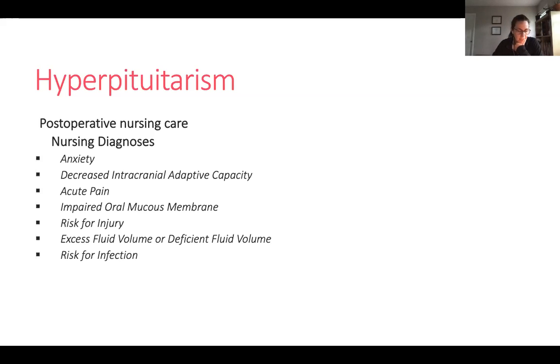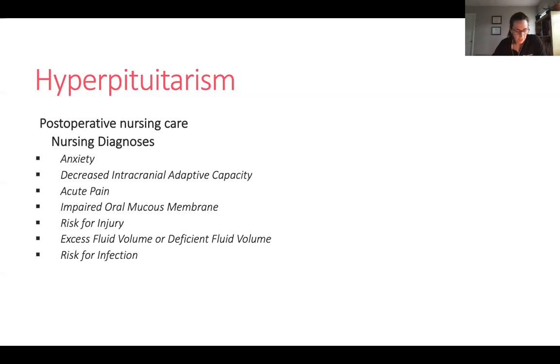Acute pain, for obvious reasons. So pain in the face, that could be really hard for some people to deal with. And then also, because they have all that stuff in their nose, they're going to have a hard time breathing. They're going to have to breathe through their mouth. So frequent oral care is really important, and just educating them, you know, that it's going to be different to breathe for a while.